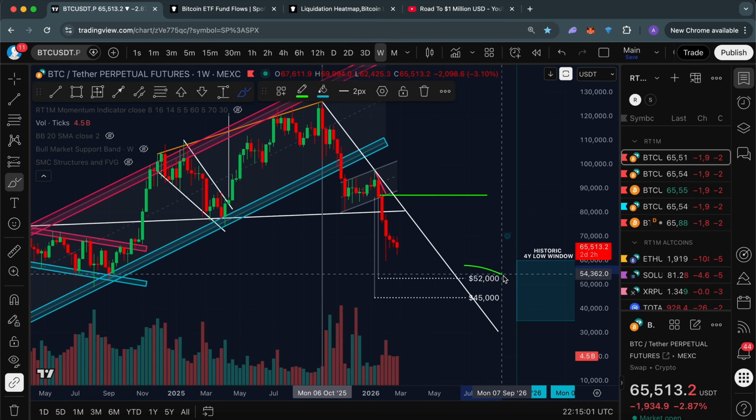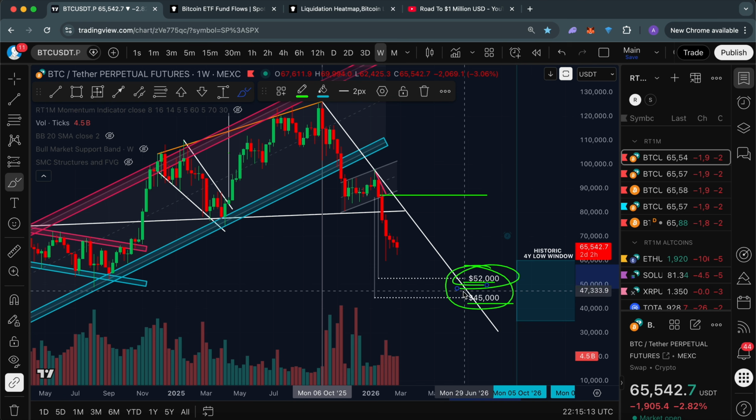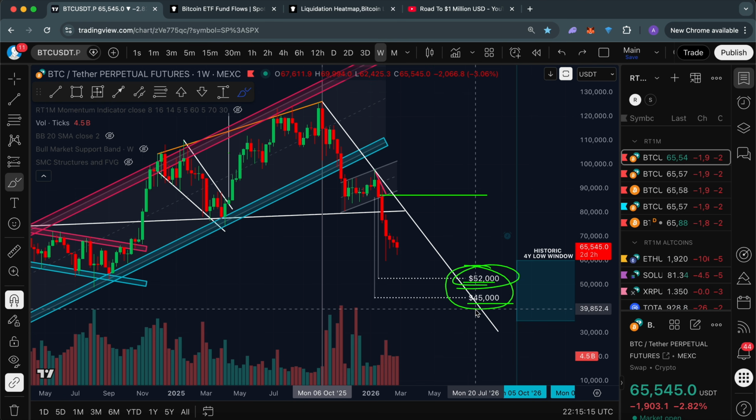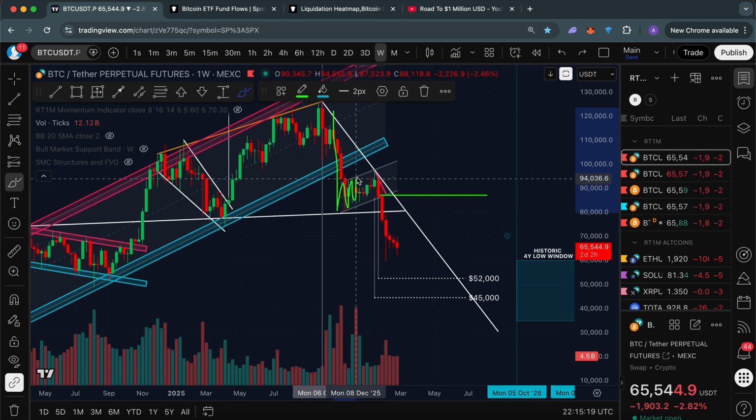Moving on to the weekly time frame then, not much has actually changed here. We are still bearish biased for Bitcoin, with our first price target being 52k and the second target being 45k in the Bitcoin price. Obviously, because of this bear flag pattern that we saw in the weekly time frame, which broke out to the downside at around 87k.